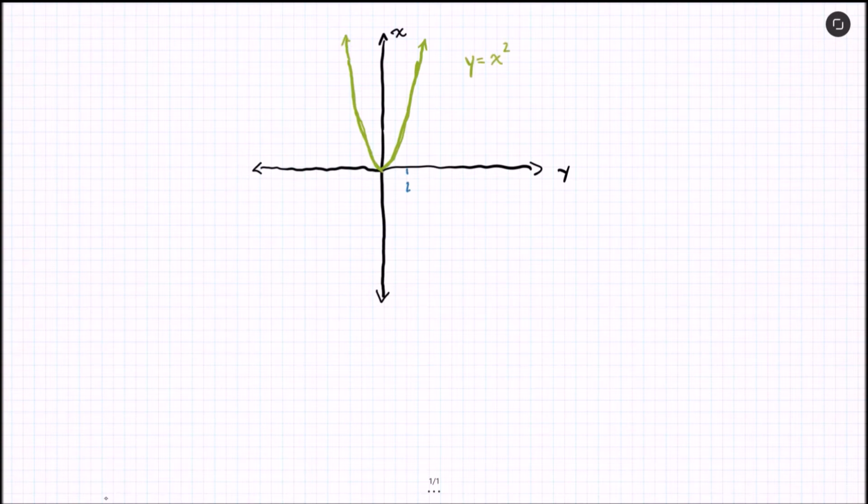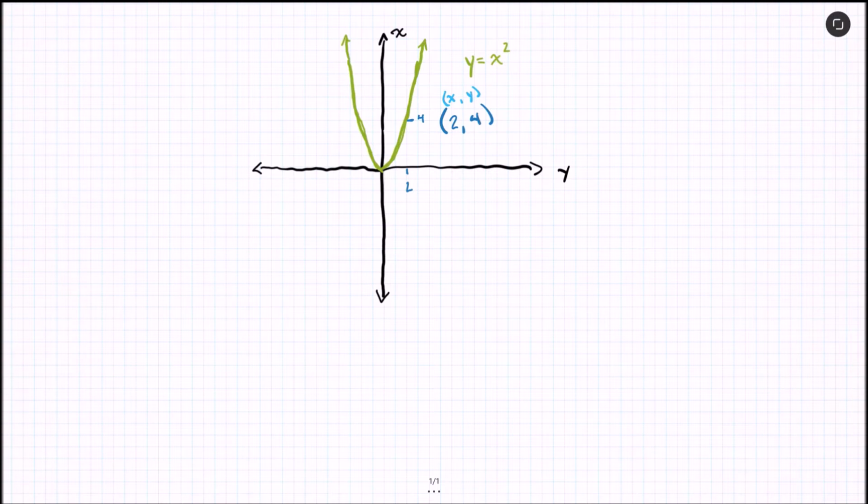For example, if we go across the x-axis to 2 and go up, we see that when x is 2, y is 4. We represent this as something called a coordinate, which looks like this. The first number in the coordinate is x, and the second is what y is when x is that value.